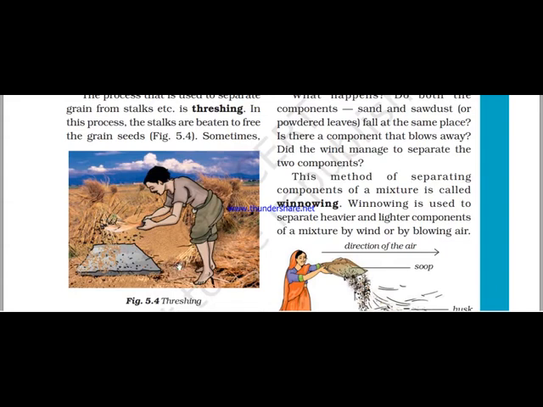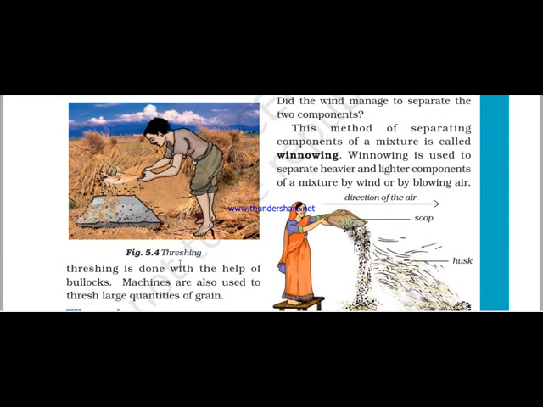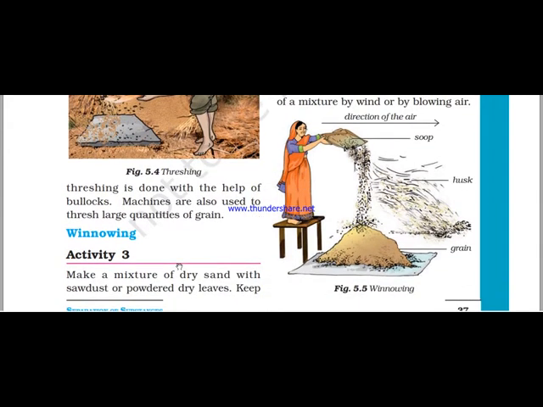In earlier times, threshing was done with the help of hands. But nowadays, threshing is done with the help of machines. Right? When the amount of grains is large, then we do the threshing with the help of machines. Now the next method is winnowing.